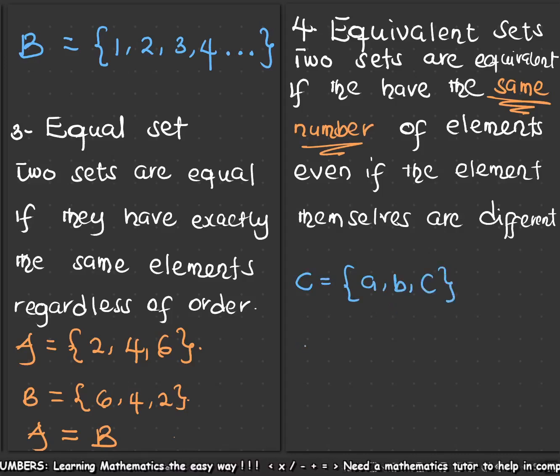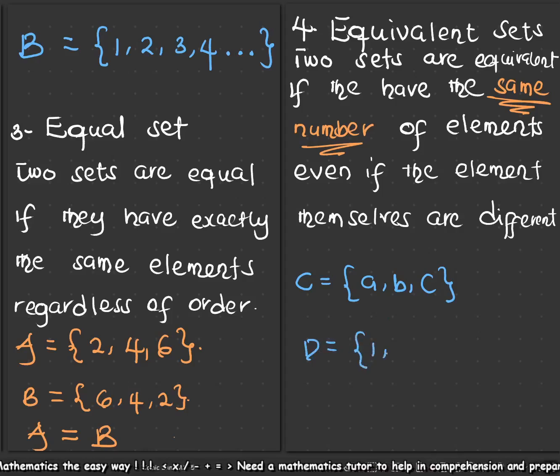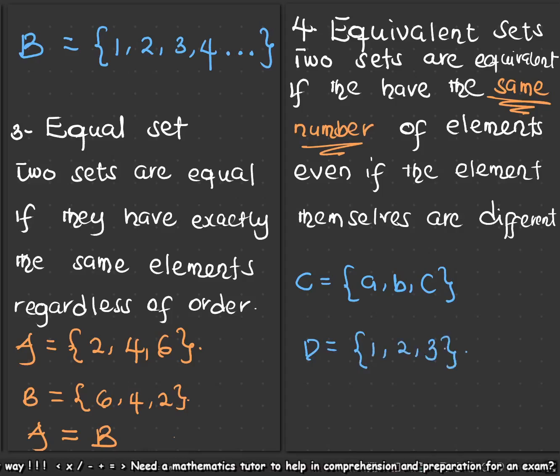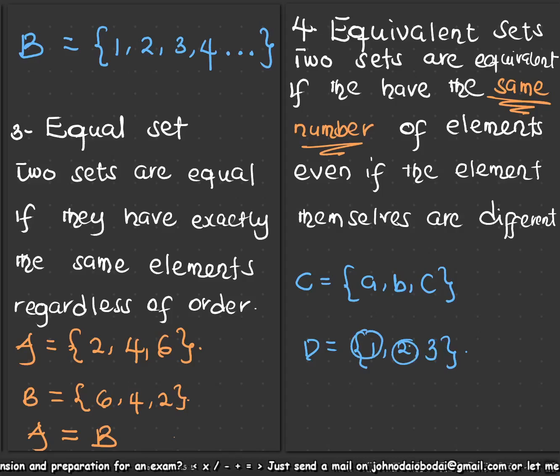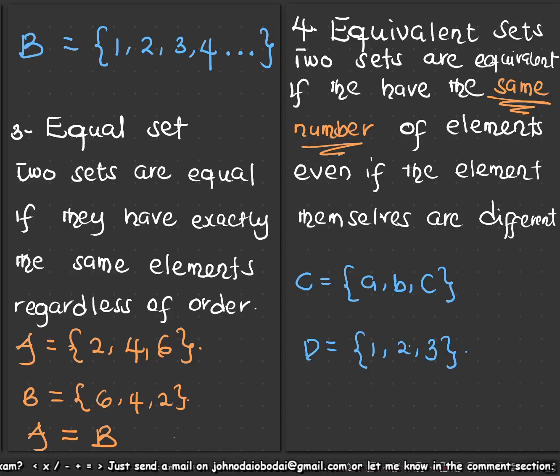And I have set D, whose elements are 1, 2, and then 3. Now, if you look at these two sets carefully, they have 3 elements each. So this has 1, 2, 3. It has 3 elements in it. And this also has 3 elements in it. We say they are equivalent because they have the same number of elements.